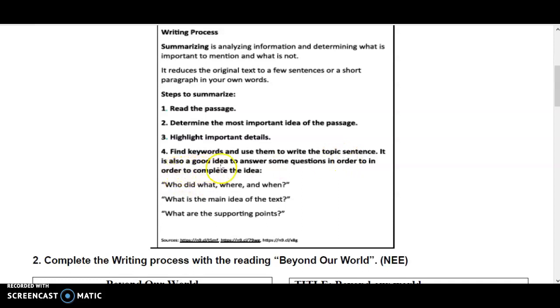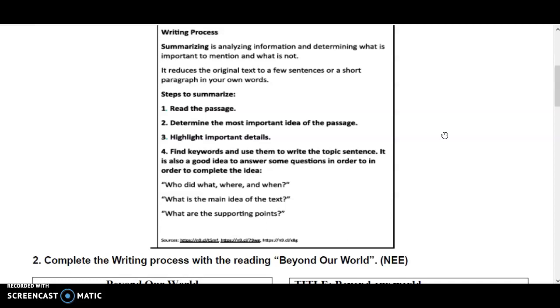It is also a good idea to answer some questions. For example, who did that? Or what did they do? Or when did it happen? Or maybe you have to answer the question about what is the main idea of a text? Or maybe this one, what are the supporting points? When you analyze this information, you get the words or the keys to make a summary.